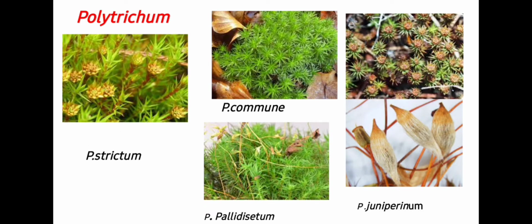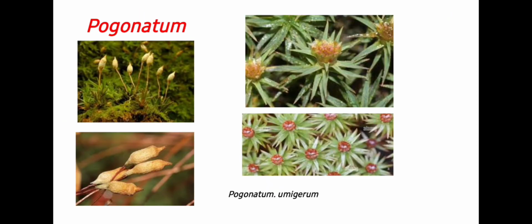First one is Polytrichum. You can see here images of different species of Polytrichum. First one is Polytrichum strictum. Then is Polytrichum commune, Polytrichum pallidisetum and Polytrichum juniperinum. So you can see here the plants resemble the lower vascular plants.